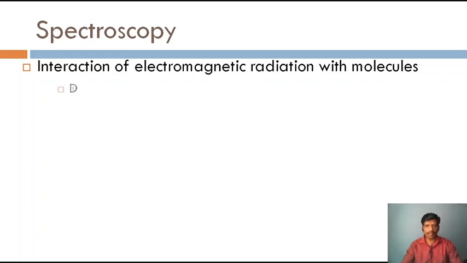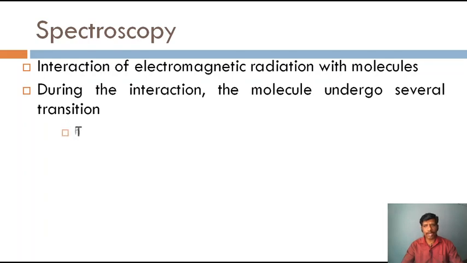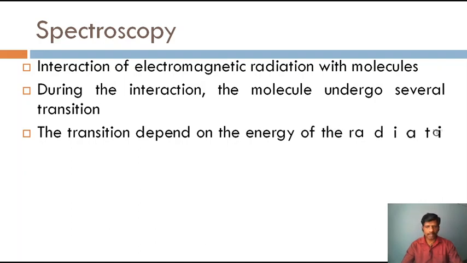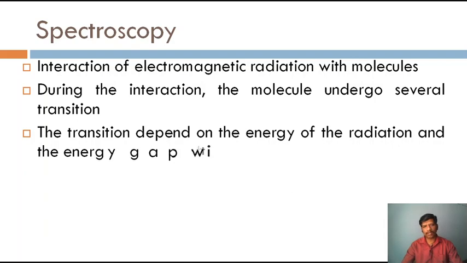Spectroscopy is the interaction of electromagnetic radiation with the molecule. During the interaction, the molecule undergoes several transitions. That is, when you supply radiation to the molecule, it responds to the radiation. The response is a transition. There are several transitions possible in the molecule. It may be an electronic transition, vibrational or rotational, or a nuclear spin transition, or electronic spin. There are several transitions, and those transitions are recorded in the spectrum.